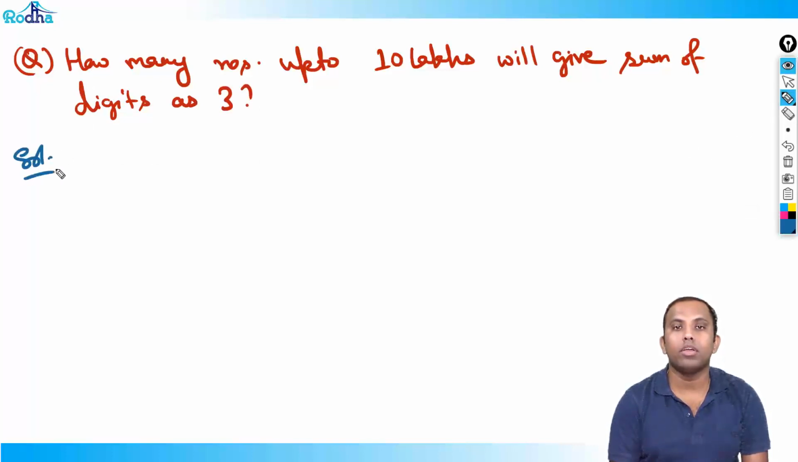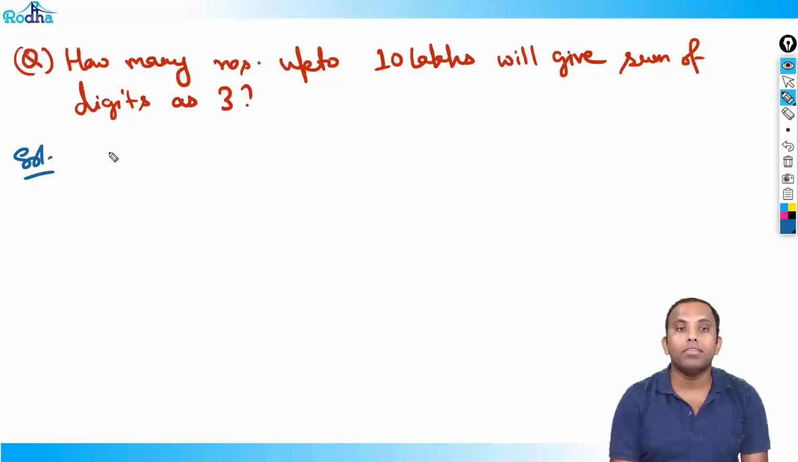What is 10 lakh? 10 lakh is a total of 7 digits, right? 10 lakh is 10 raised to 6. So up to 10 raised to 6, just get that number. How many maximum digits can there be? If I exclude 10 lakh as a number, it is up to 9,99,999, that is a maximum 6-digit number.